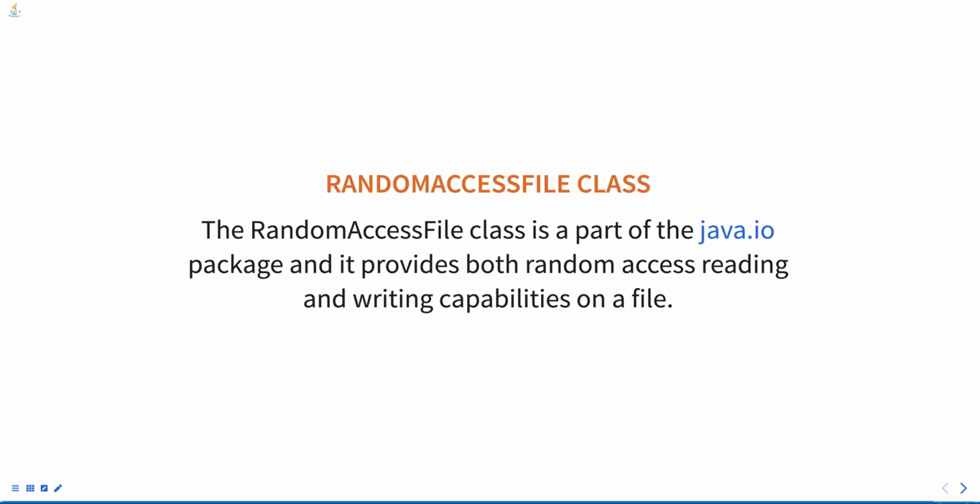The RandomAccessFile class is a part of the java.io package and it provides both random access reading and writing capabilities on a file. It allows you to read and write data at any position in a file, rather than just at the end of a file, like with other output streams.